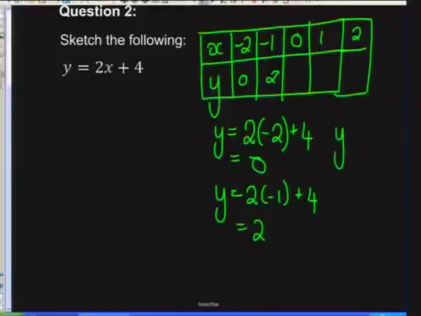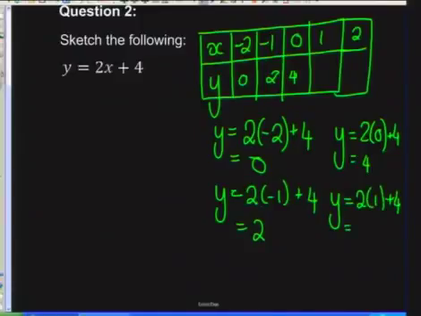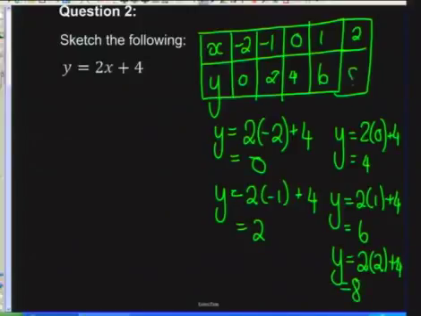If I substitute 0 into the equation, I'm going to land up with just 4. If we put 1 into the equation, that's going to give me 2 plus 4, which is 6. And finally, if I put 2 into the equation, that's going to give me 8. All right, so that's fine.